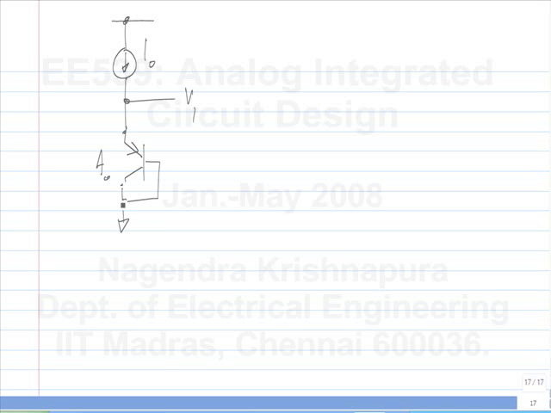The saturation current density is given as Js, so the saturation current is A0 times Js. So V1 is Vt ln (I0 by A0 Js). Okay.